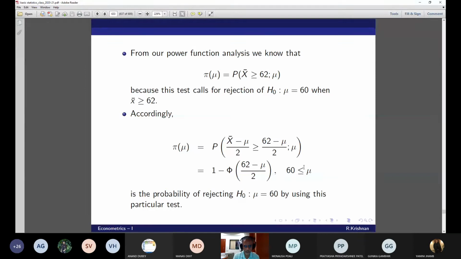Recall your power function formula. What is the part that is relevant here? I have written the part that is relevant. And what is the part that is irrelevant from the power function? The part less than 62 is irrelevant. So I have calculated this. This is the probability of rejecting the null of 60 by using this particular test. What is this? 1 minus Phi of (62 minus mu) by 2.